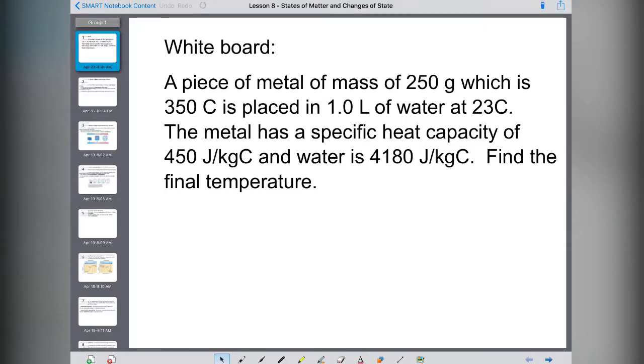Okay, so before we start going on to a new lesson, lesson 8, we're going to spend time doing whiteboards. So if you can just pause this video, take out a sheet of paper, I would like you to find the final temperature of the metals. Okay, so pause the video and then I'll take it out.